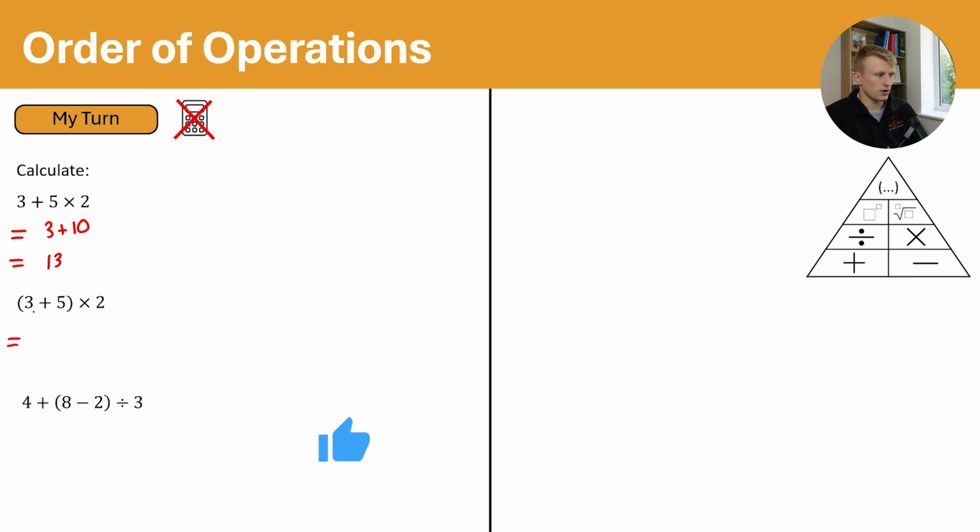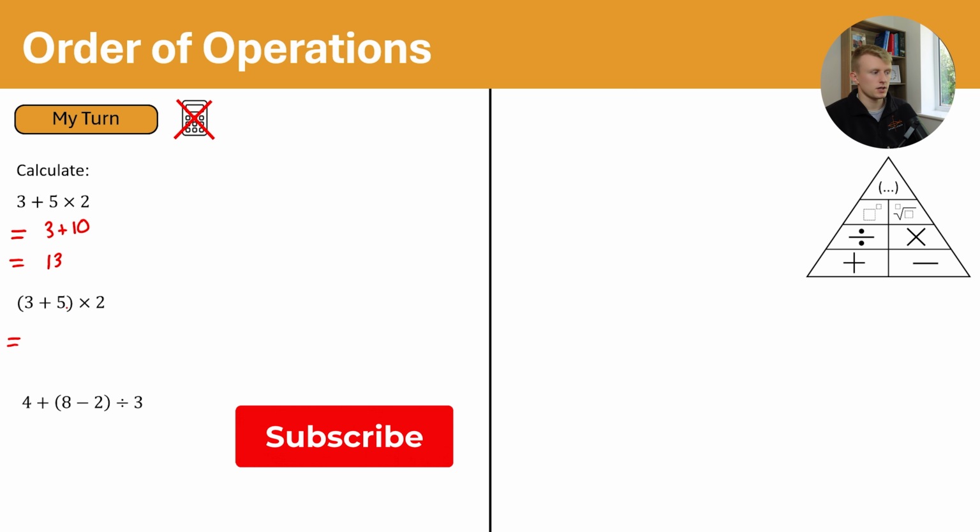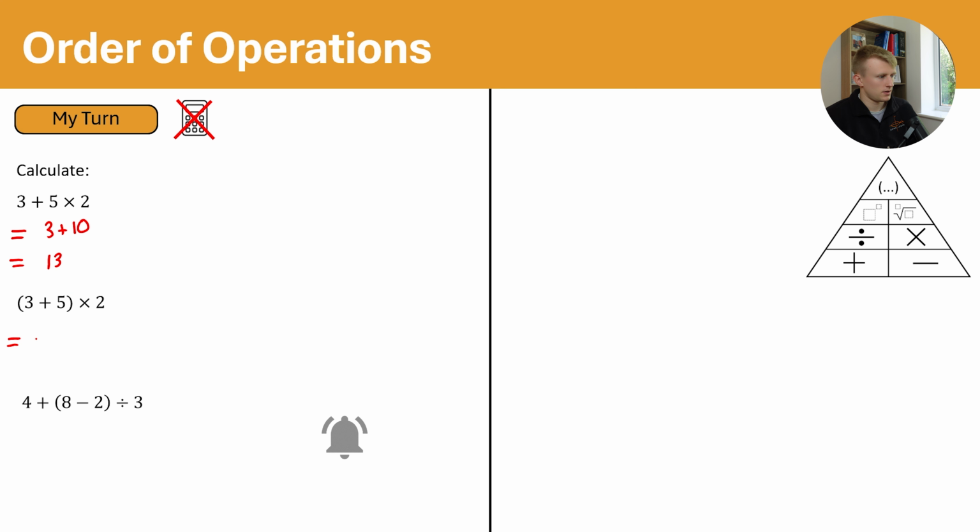In the next calculation, we've got brackets, we've got addition, and we've got multiplication. I'm going to do my brackets first. So I'll do 3 add 5 to give me 8, and then I'll multiply that by 2. 8 multiplied by 2 is 16.